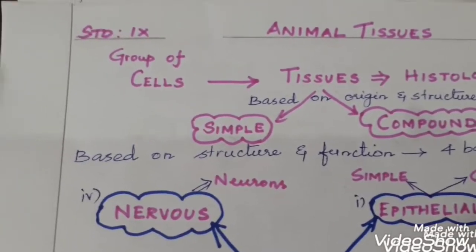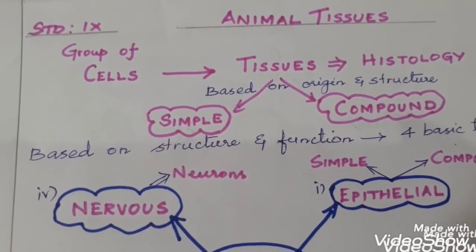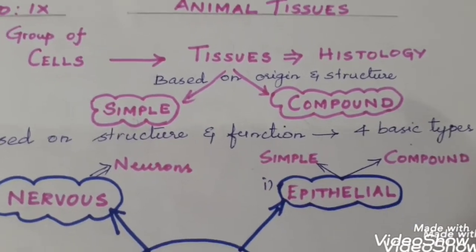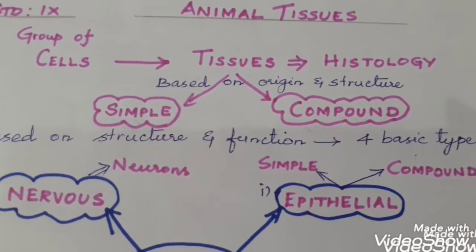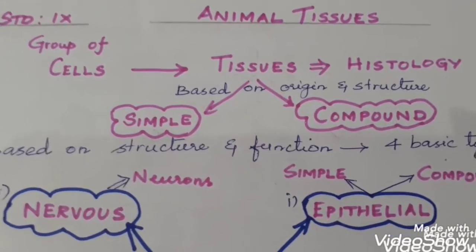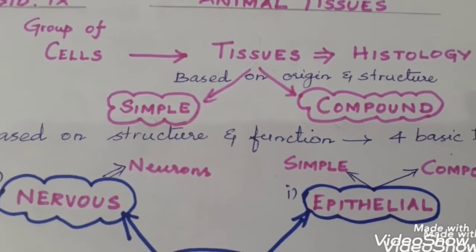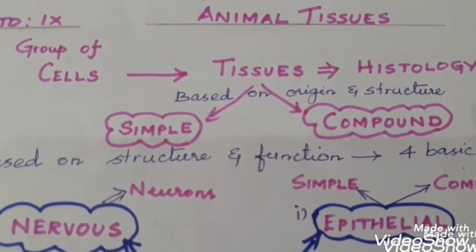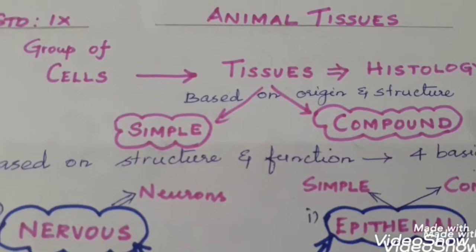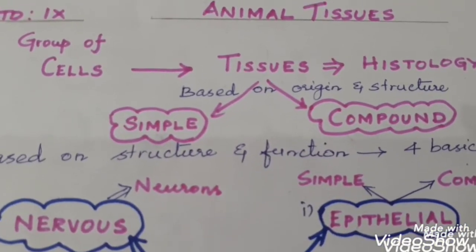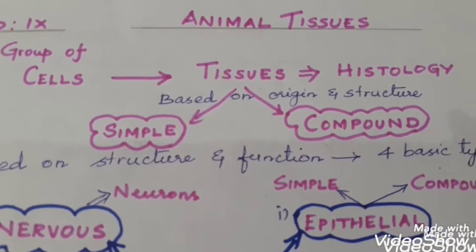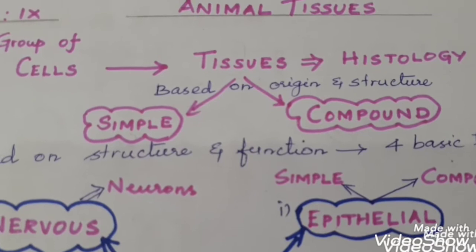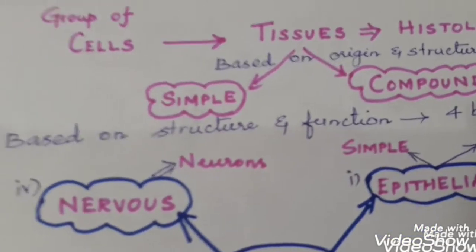What are tissues? A group of cells joined together and performing a specific function is known as tissue. The study of tissues is known as histology. Based on the origin and structure, these tissues are classified into simple tissues and compound tissues. If similar cells are joined together, that is known as simple tissue. If different types of cells are joined together and perform a specific function, then that is known as compound tissue.